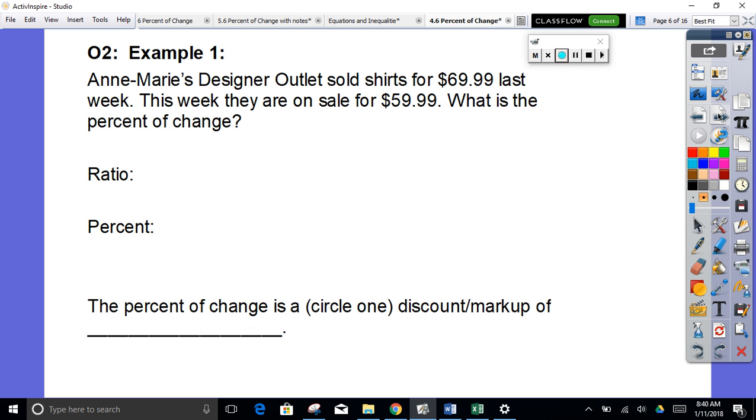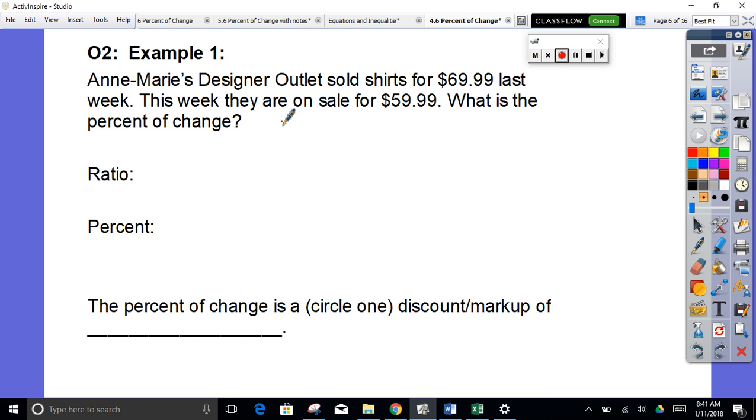So we have to find, first of all, what the change is. How are we going to find the change? What do we do? Whatever the sale was. Okay, so what is the change on this problem? $10. The change from $69.99 to $59.99 is $10. Is it a positive 10 or negative 10? Negative 10 because it's getting smaller.